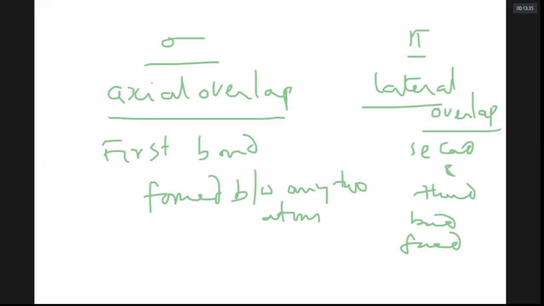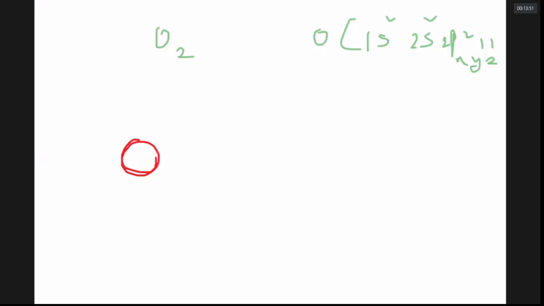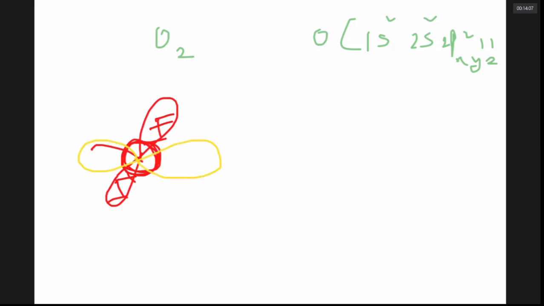Let us see how it forms. Let us look at the formation of O2. Oxygen electronic configuration is 1s2, 2s2, 2px2, 2py1, 2pz1. I am looking only at the valence orbitals: 2s2 and 2px2. I don't require these two because they have electron pairs. Then it is 2py1 and it is 2pz1.